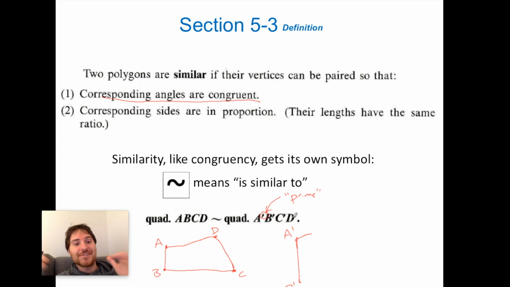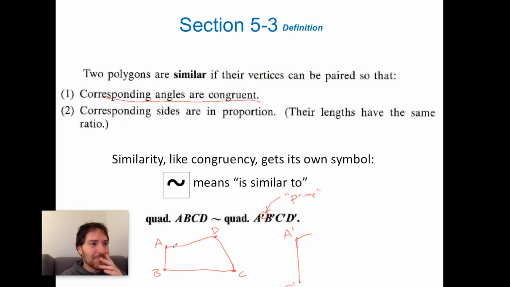Your book's going to start doing this because in geometry you have one shape and you want to compare it to a similar shape, or something that's very related to the original one. They might just create this new shape where we label the vertices with the same letters, but with this prime symbol to say that it's still different than this original A point.